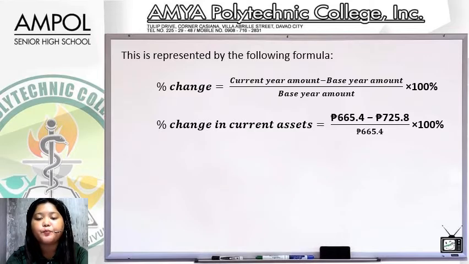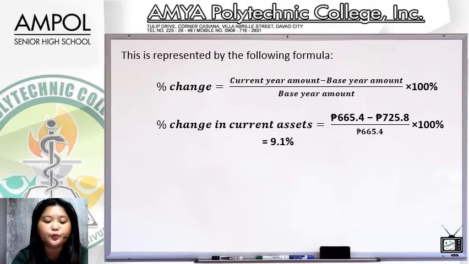Here is our solution. Our current year amount is 725.8, it's just interchanged on the slide, so 725 pesos and 8 centavos, and our base year amount is 665 pesos and 4 centavos. Over our base year of 665.4 pesos, times 100%. So that's equivalent to 9.1%.